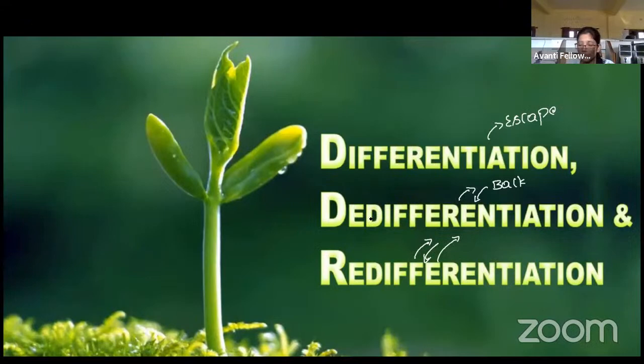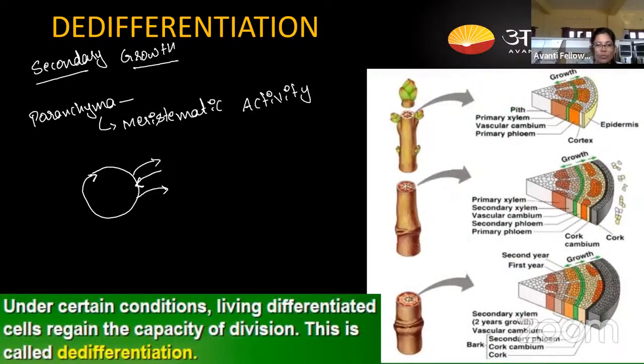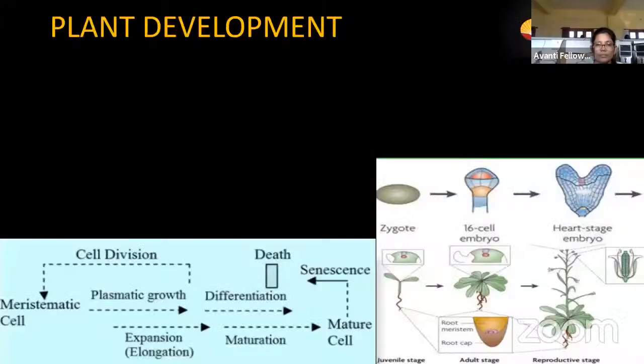Next, we have studied 3 terminologies: differentiation, de-differentiation, and redifferentiation. Differentiation is where the cell escapes from the cell cycle. Once the cell has escaped and comes back to the cell cycle, this process is called de-differentiation. Ultimately, that cell will again escape from the cell cycle, which is redifferentiation. You can study where differentiation and redifferentiation happen.